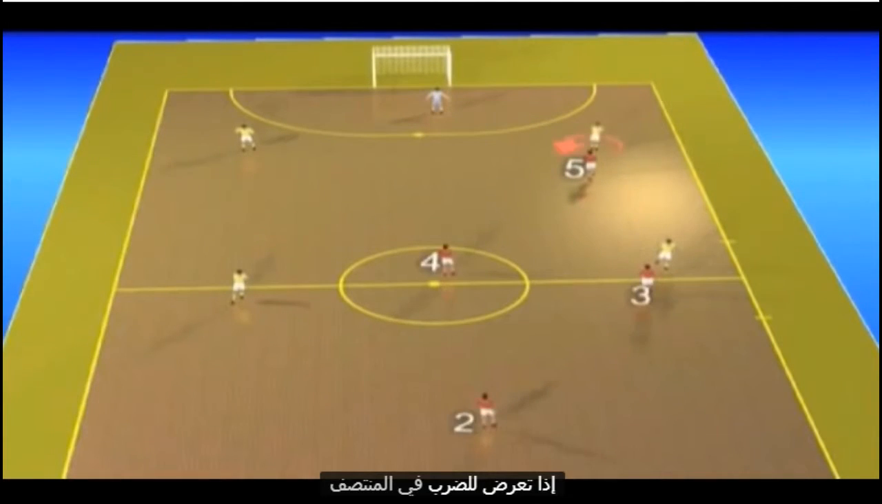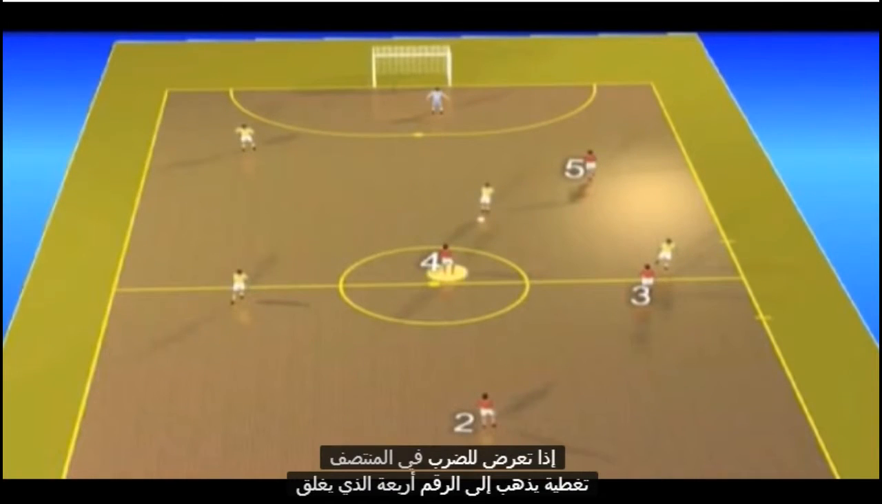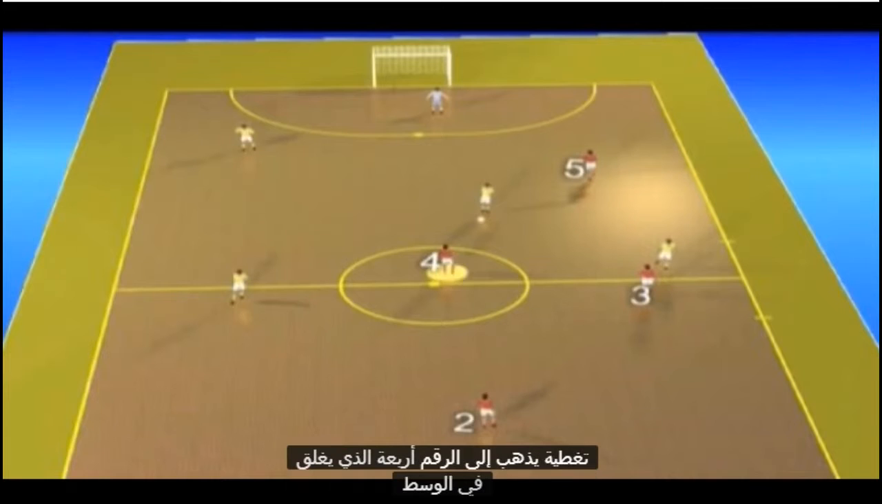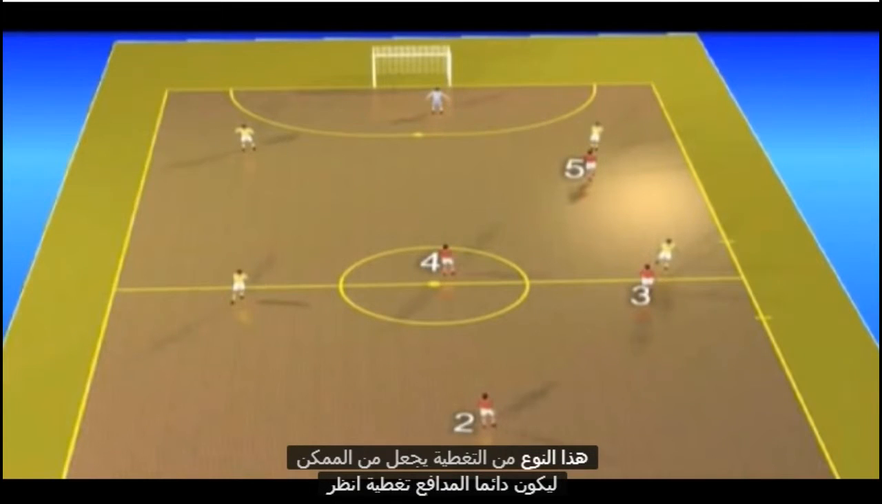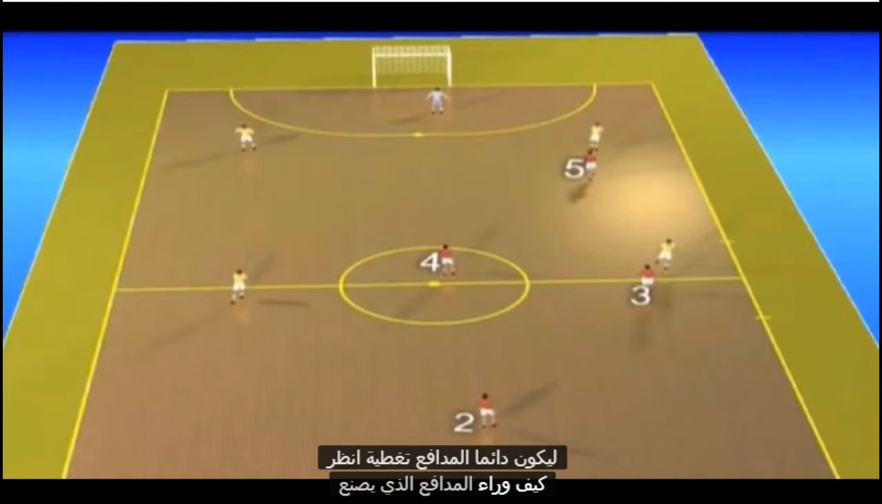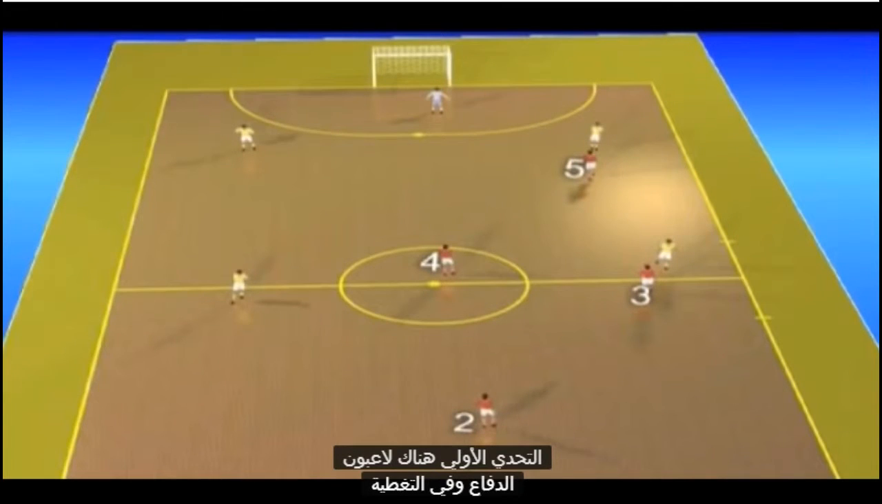If he is beaten to the middle, the coverage goes to number 4, who closes in the middle. This type of coverage makes it possible to always have a defender covering. See how behind the defender who makes the initial challenge, there are players defending and in coverage.